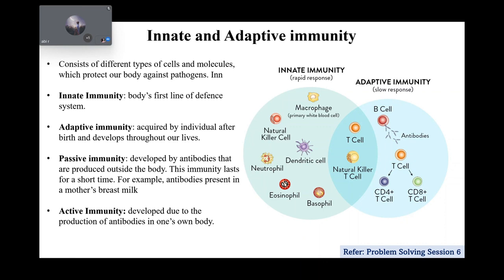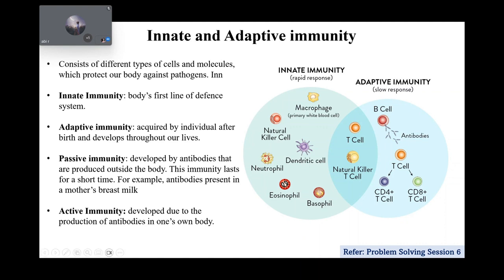So innate immunity can be said as the body's first line of defense system, where it means that these are the cells, or these are the immune responses which you are born with, and that's why they are rapid in nature. So they are rapid responses, and they mainly consist of the macrophage cells, natural killer cells, the neutrophils, eosinophils, basophils, dendritic cells, T cells, and the natural killer T cells.